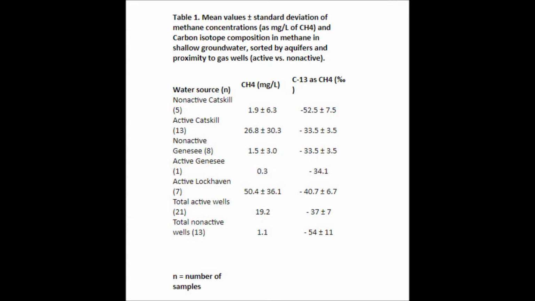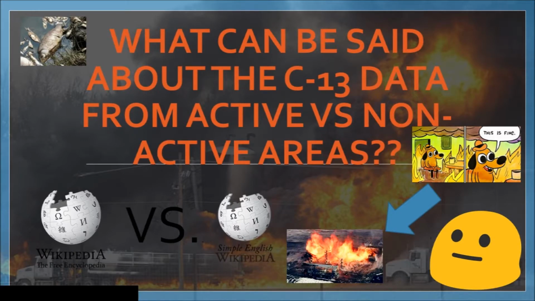In Table 1, the data from both active and non-active gas wells are shown. The data shows the direct relationship that the active sites such as Catskills and Lock Haven possess higher methane, CH4, levels, expressed as a higher mean and standard deviation number, whereas the non-active sites have smaller amounts of methane but higher amounts of carbon-13 isotopes. Non-active Genesee and Catskill wells have higher amounts of C13, and their methane contamination levels are overall lower.